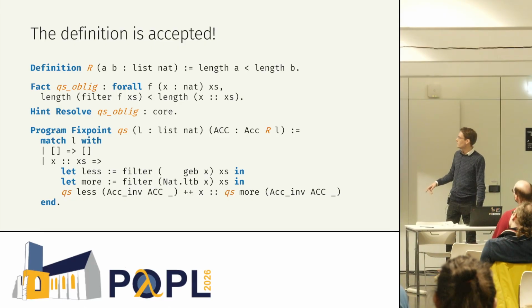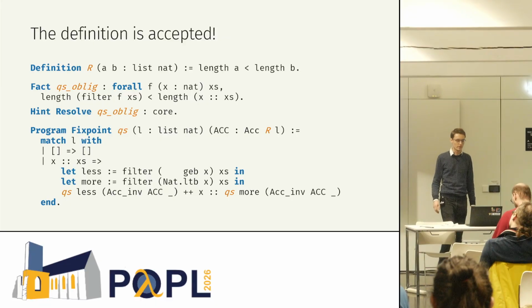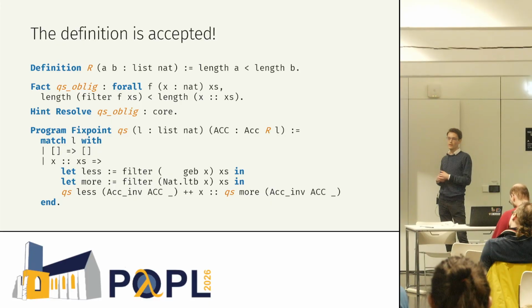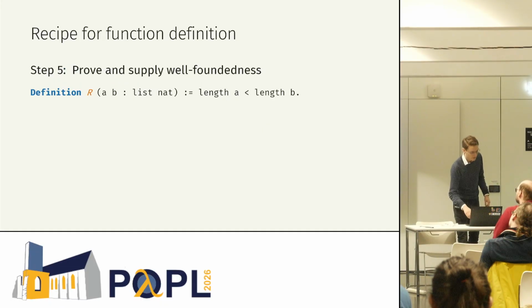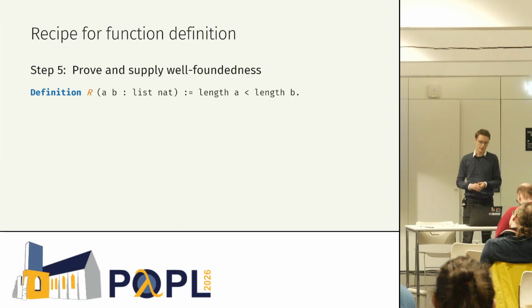This will also be convenient because later we can use this again. And now a nice observation is that this definition is accepted and it is structurally recursive now in the proof of accessibility. We're not done yet, however, because quicksort is a function from a list to a list, and it should not take this accessibility argument, so we need to eliminate it. And this means that we need to provide for every list a proof of accessibility, and this is exactly the definition of well-foundedness. So our last step will be to prove the well-foundedness of our relation and supply it to our function.